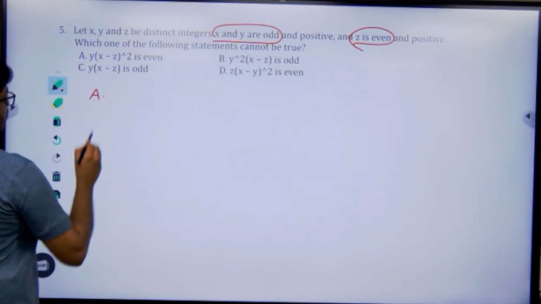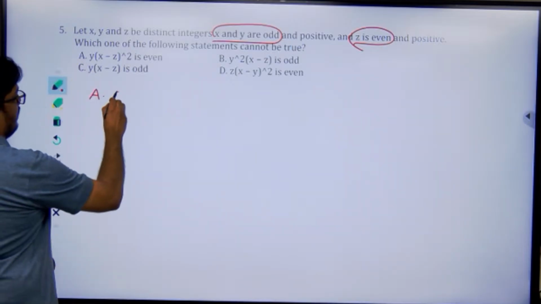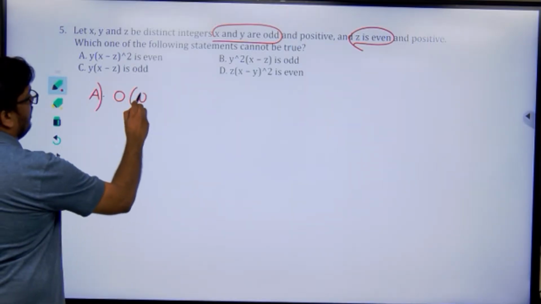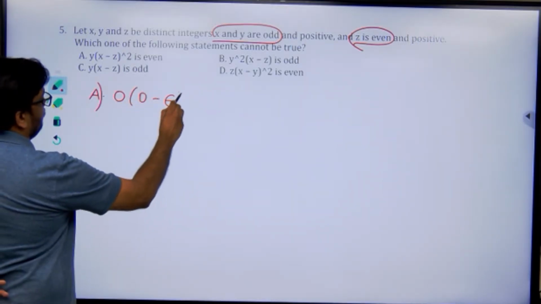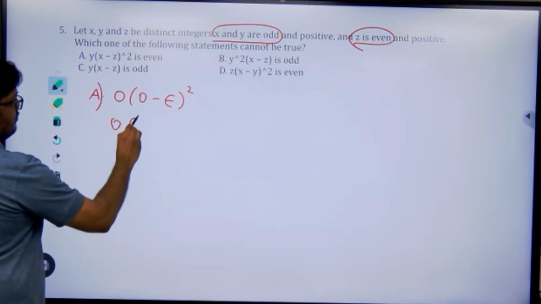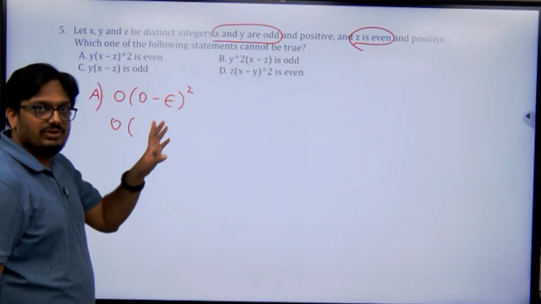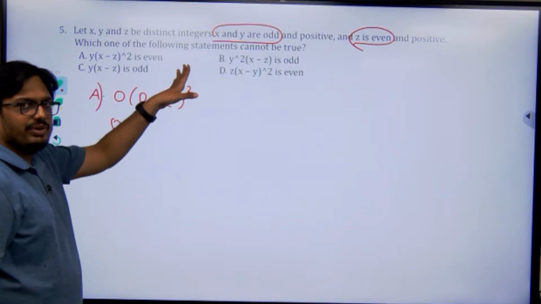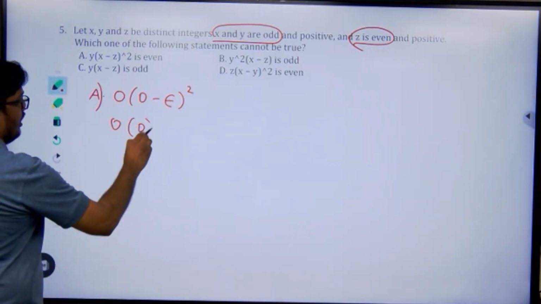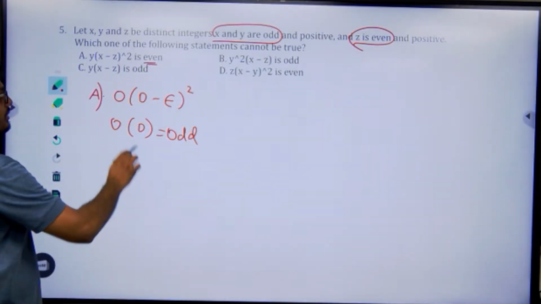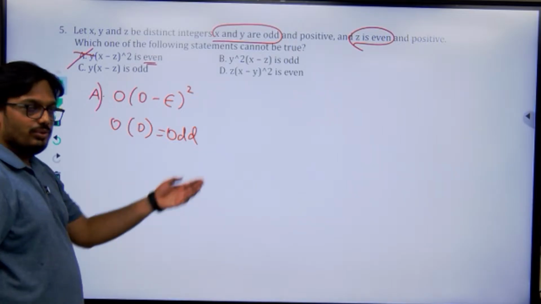First one: y is odd, and (x minus z) whole square, where x is odd and z is even. Odd minus even, take one number: 7 minus 2 is 5. Odd minus even is odd itself. Odd power anything is odd. Odd into odd, you know, is odd, but they are telling that it is even. Therefore, this is the only incorrect one. You can check the others.